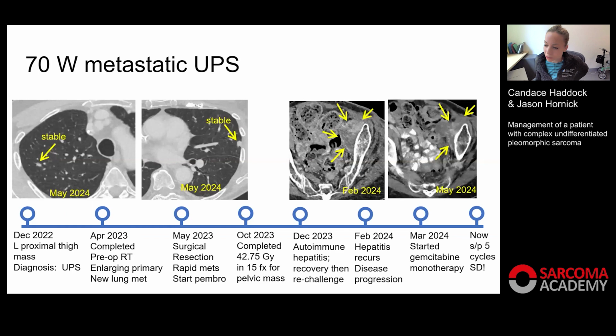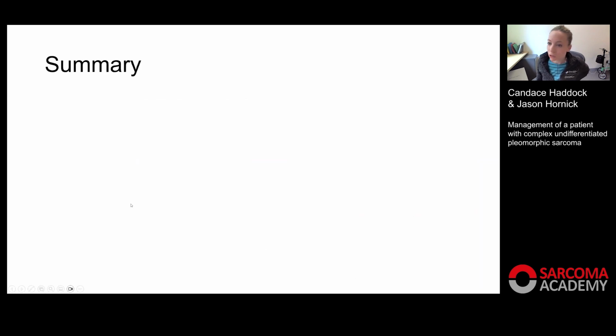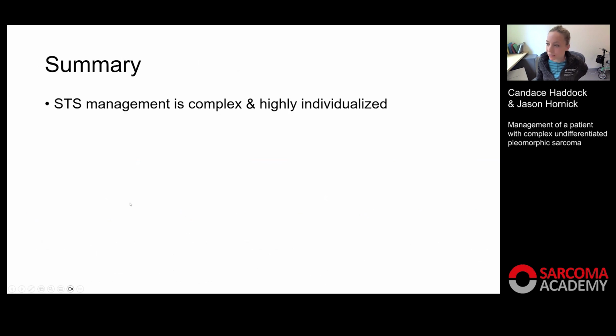And we talked about we would start, and if we needed to add a doublet, we could consider that in the future. But luckily, she's had a nice response to the gemcitabine monotherapy, and this nodule is stable. This mass has also reduced in size, and she continues to have stable disease and feels very well and tolerates gemcitabine monotherapy perfectly. So with that, I will summarize our case.